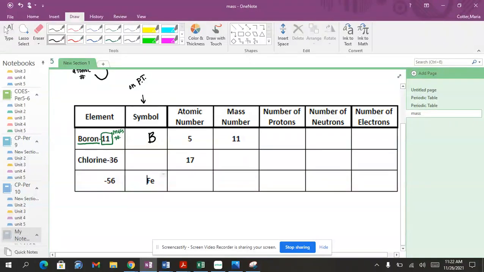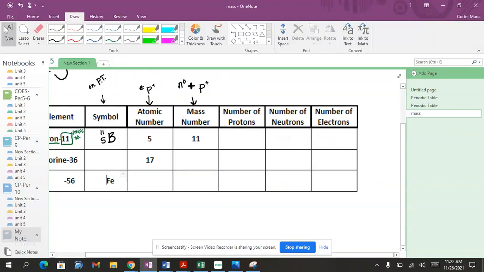So here, for boron, this is nice and easy. They gave us this information. We have our mass number, which is 11. Our mass number is equal to the number of neutrons plus the number of protons in this specific atom. Our atomic number is equal to the number of protons, like we just wrote on the periodic table. So we have 5. Our atomic number is equal to the number of protons. So we would have a 5 here.